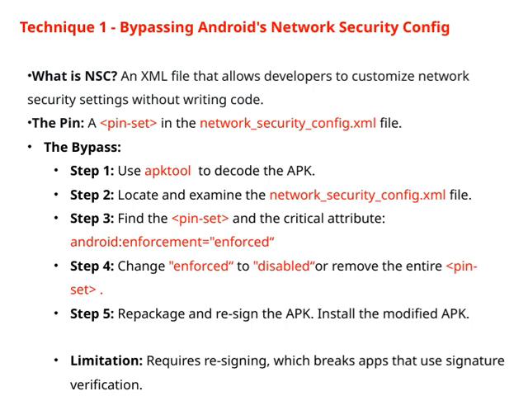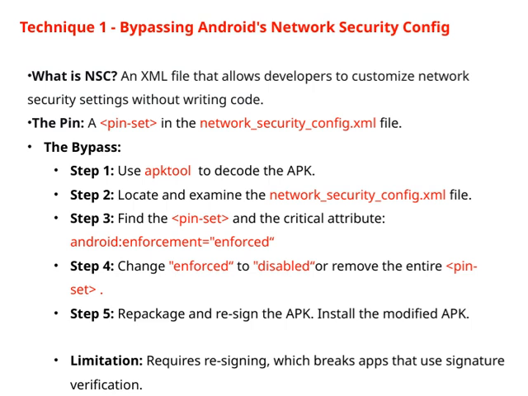Moving on to the bypass technique, first, you need to use a tool to decode the APK. This tool helps you unpack the application so you can access its internal files. Next, once decoded, locate and examine the network security config XML file. This is where the security settings are defined. Then find the pin-set element and look for the critical attribute, android:enforcement equals enforced. This attribute enforces the security pin, meaning the app strictly adheres to the specified security policies. To bypass this enforcement, you can change enforced to disabled, or simply remove the entire pin-set element altogether.